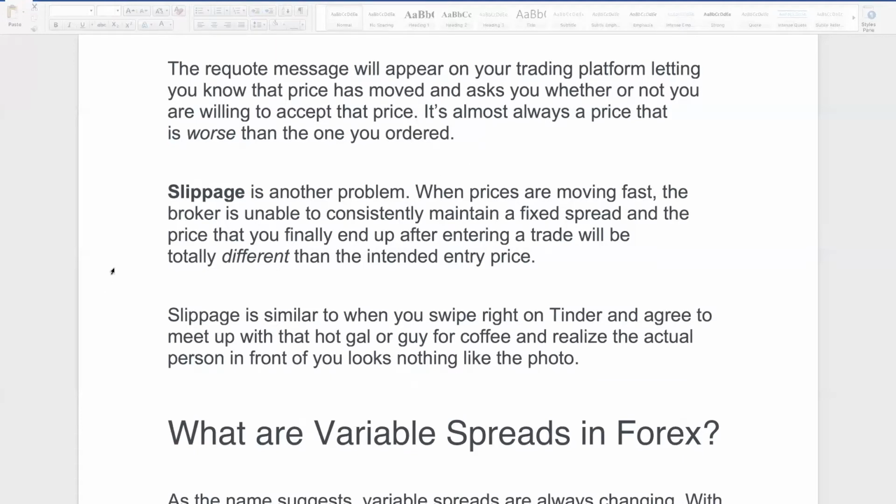As I explained, slippage is another problem with brokers that use fixed spreads. When prices are moving fast, the broker is unable to consistently maintain a fixed spread, and the price that you finally end up with after entering a trade will be totally different from the intended entry price.